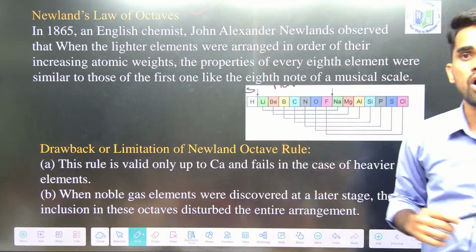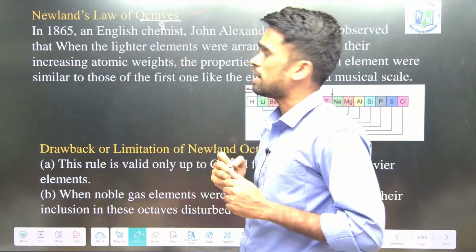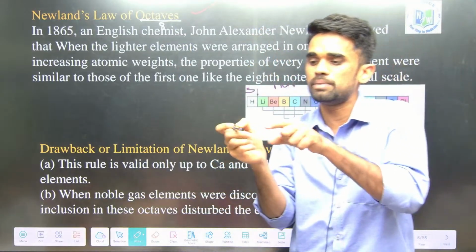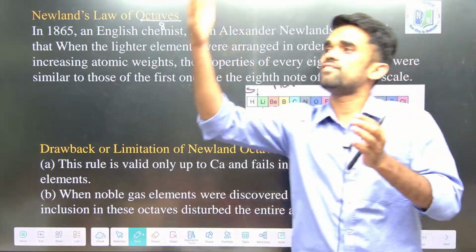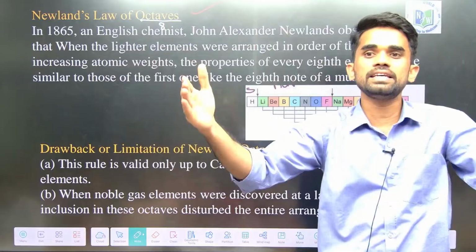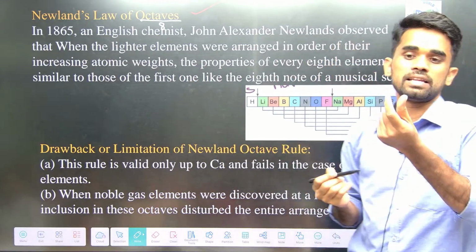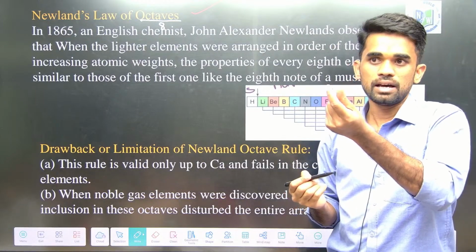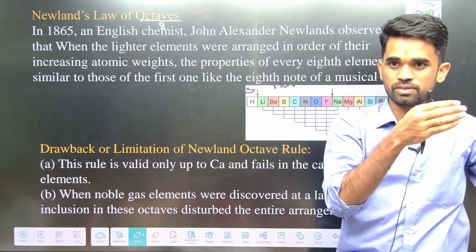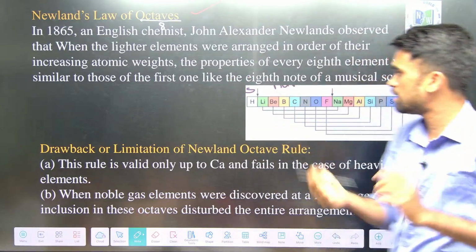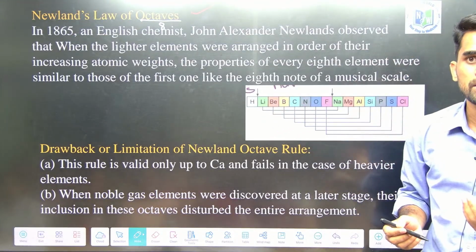Newland's law of octaves. Octave means eight. What he did was arrange the known elements in increasing order of their atomic weights. He found that every first element and every eighth element have similar properties. It is like the musical notes: Sa, and again Sa after the seventh, the eighth one is again Sa. Like that, he found that the first and eighth elements have similarities in their properties.